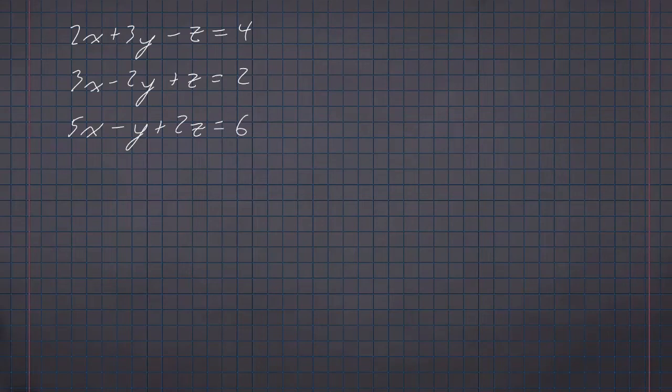2x plus 3y minus z equals 4, 3x minus 2y plus z equals 2, 5x minus y plus 2z equals 6. I know my handwriting can be atrocious at times. My 2's and z's tend to start looking alike, which is why I put the slash through all of the z's so that you can tell them apart from the 2's.